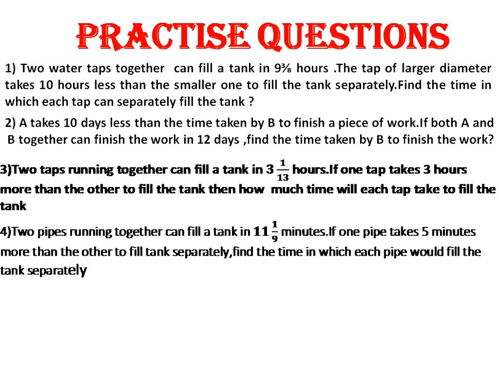Now fourth one: two pipes running together can fill a tank in 1/9 minutes. If one pipe takes 5 minutes more than the other to fill a tank separately, find the time in which each pipe would fill the tank separately. Here minutes is given on both sides, so you don't need to bother about the time units.